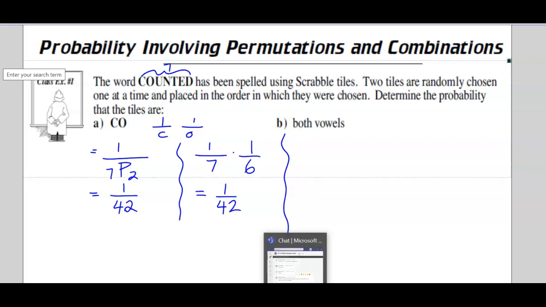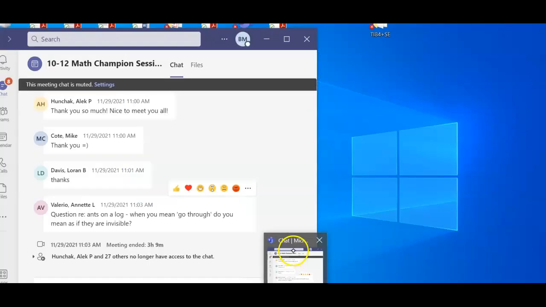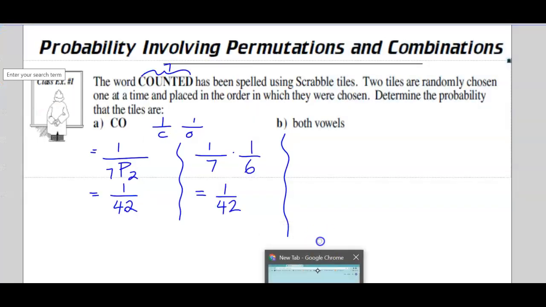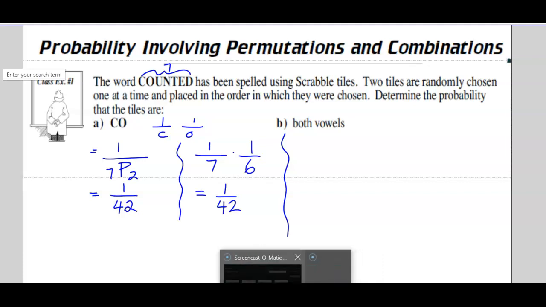Okay? Both being vowels. Let's see, just give me a second. That's not what I want. Okay. It detects everything, so.